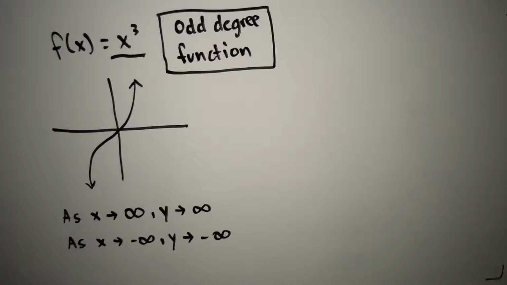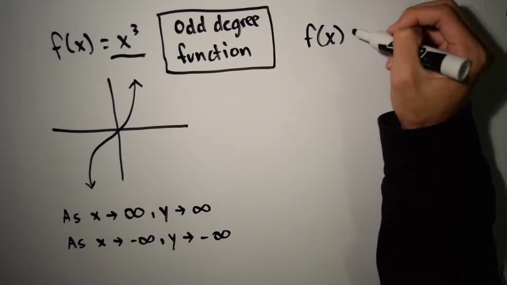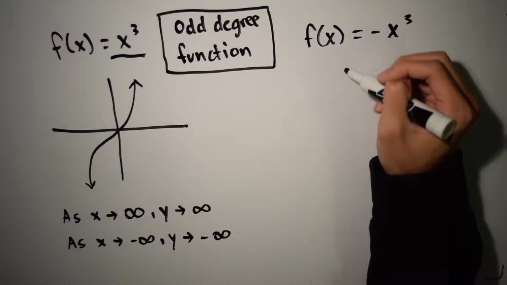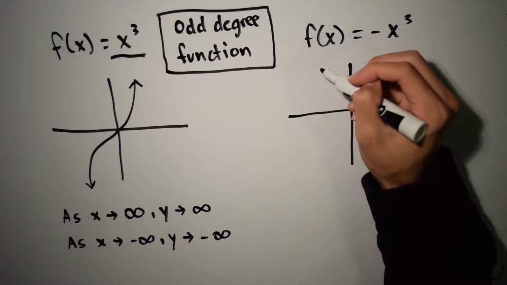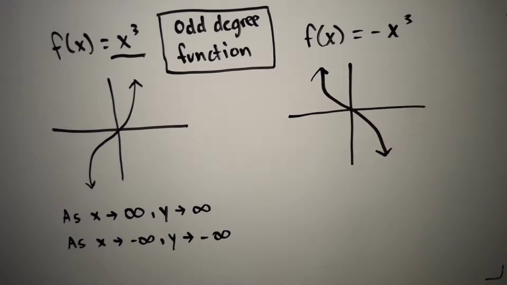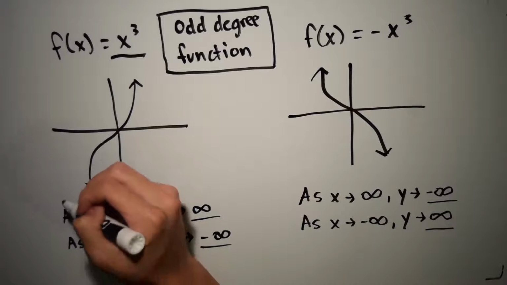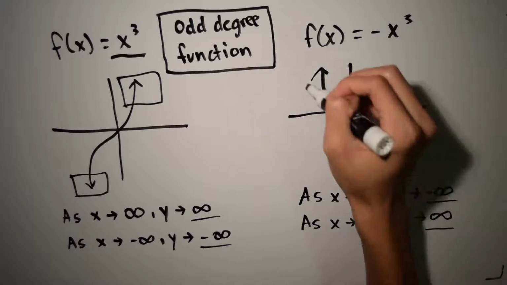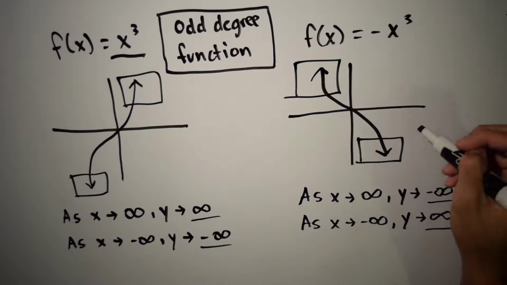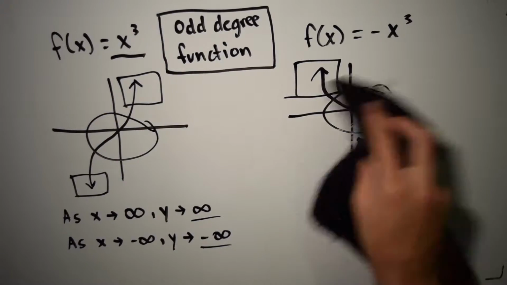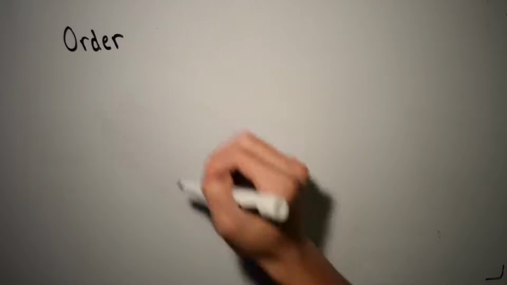As I mentioned before, the sign of the leading coefficient also impacts the end behaviors. When the sign of the leading coefficient changes, it flips the whole function over the x-axis, therefore flipping the end behaviors as well. Great, so we discussed what happens at the ends of polynomial functions. Now let's go over what happens in the middle. We do this by looking at the order of the function.